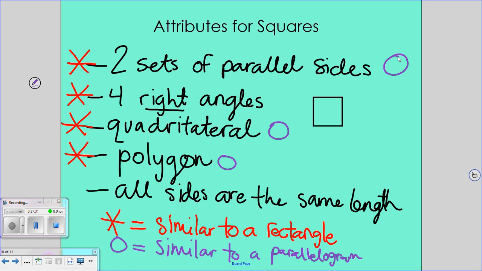Does a parallelogram have to have 4 right angles? No. It does not have to. Can it? Yes, but it does not have to. Does a parallelogram have all sides that are the same length? No. It does not have to. Can it? Yes.